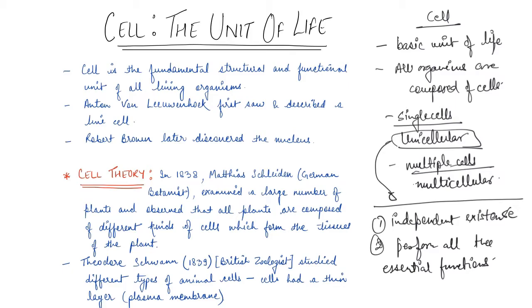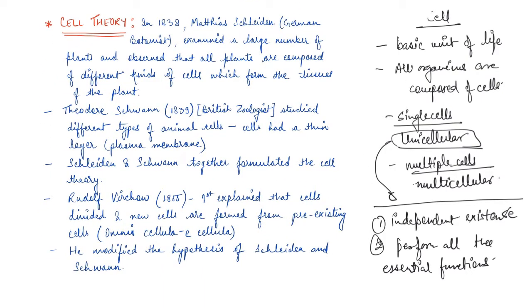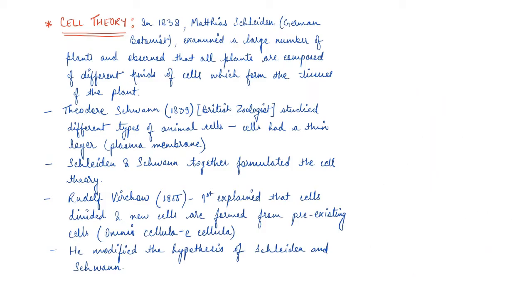In 1838, there was a German botanist with the name of Matthias Schleiden. He examined a large number of plants, and what he observed was that all plants are composed of different kinds of cells which form the tissues of the plant, right?